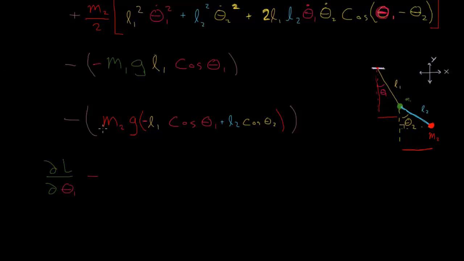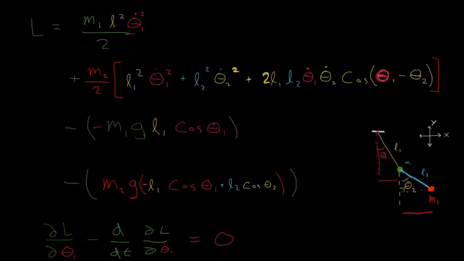minus, maybe I'll go back to green, d/dt of dL/d theta 1 dot, and all of that equals 0. So let's put this in here and see what we get.